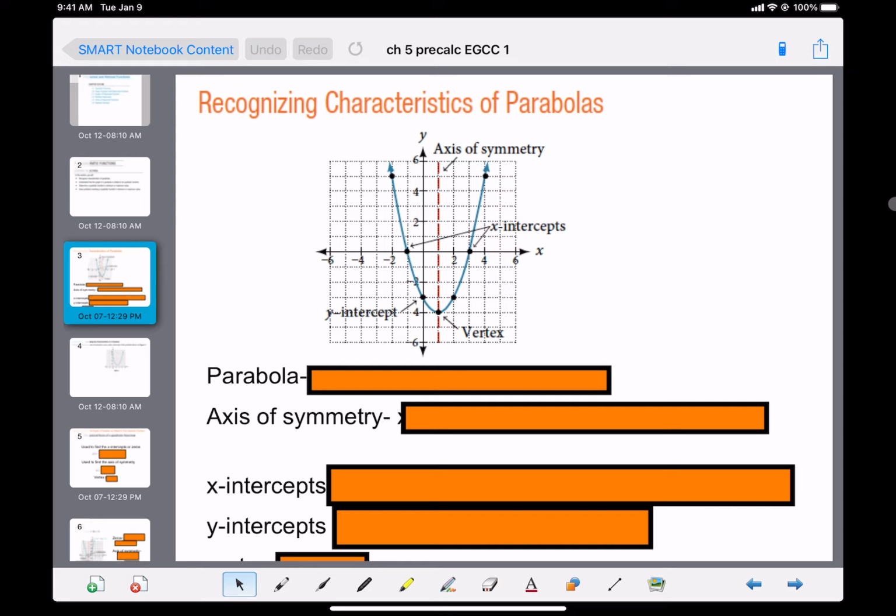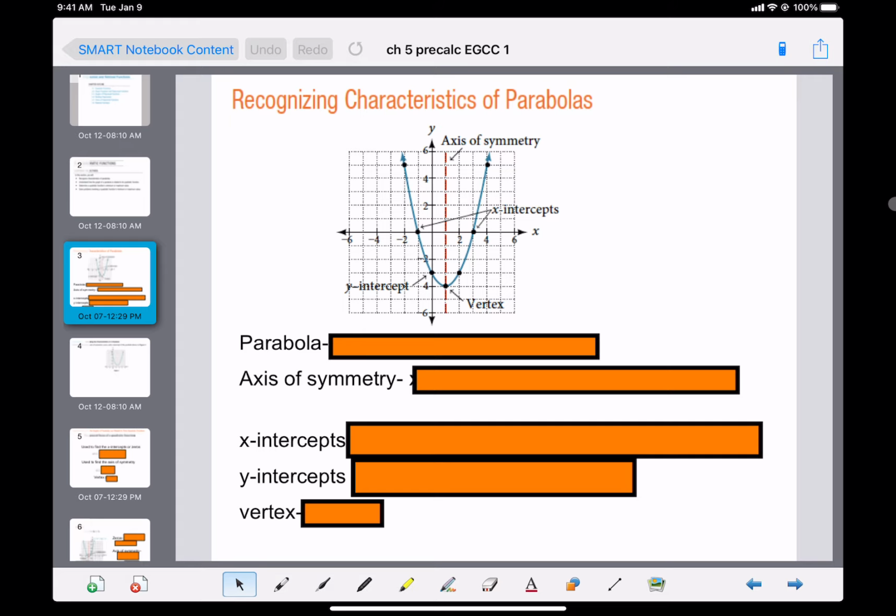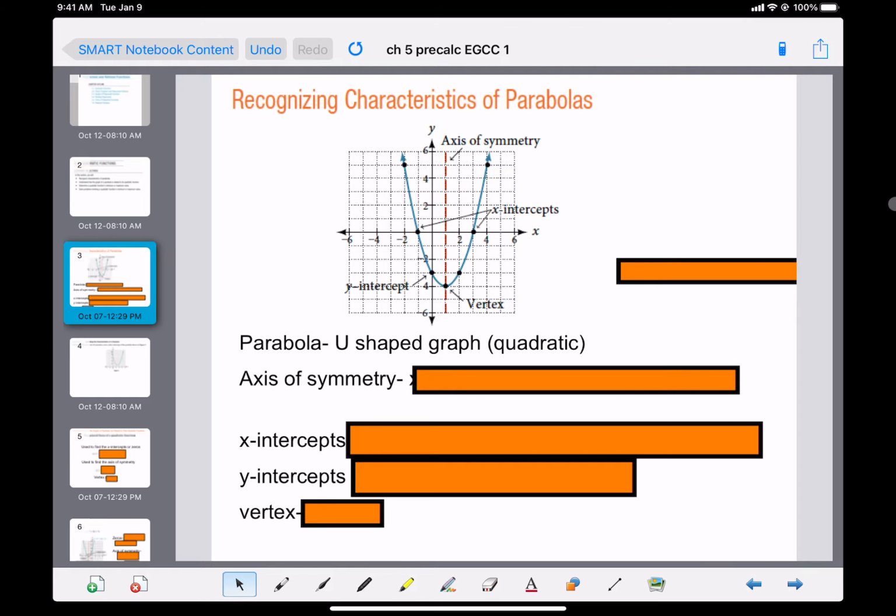So let's talk about the main characteristics of any parabola. The first characteristic I want to talk about is the vertex. Well, okay, what's a parabola? Remember, it's a U-shaped graph that we call the quadratic.